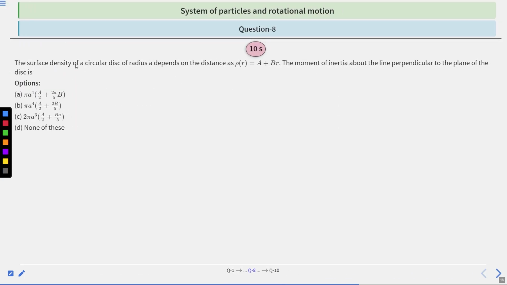The surface density of a circular disc of radius a depends on the distance r as rho of r is equal to a plus br. The moment of inertia about the line perpendicular to the plane of the disc is what? The given options are A, B, C, D. Which option is correct? You have 10 seconds to solve this question. After 10 seconds, we will provide the solution.